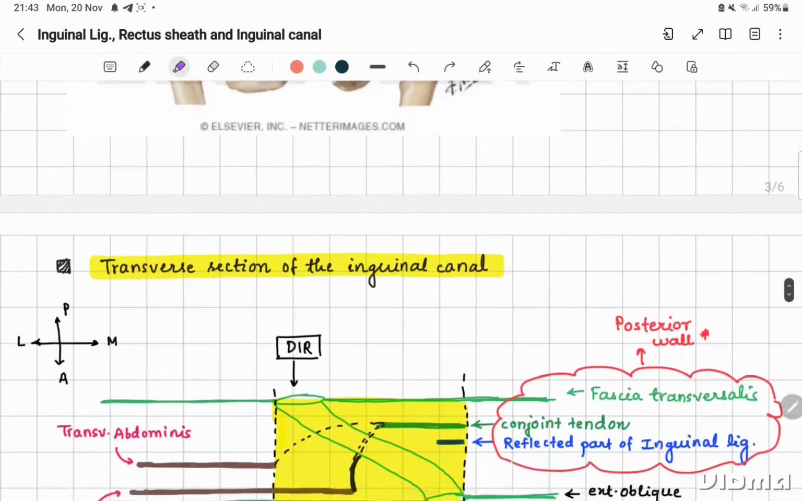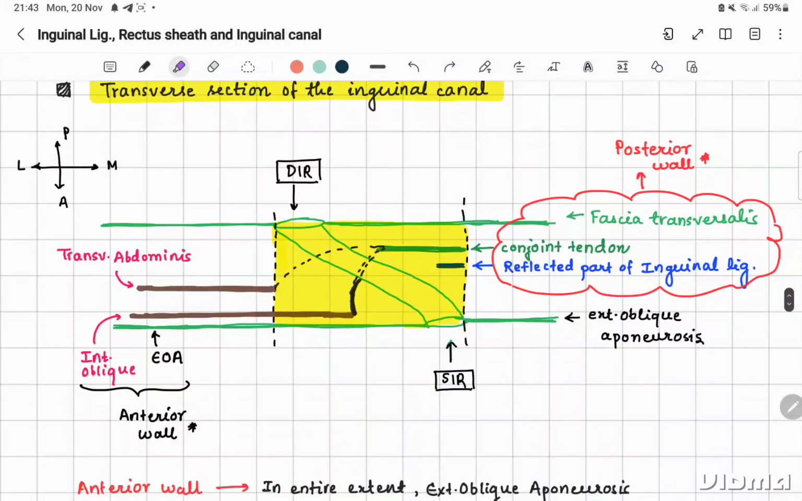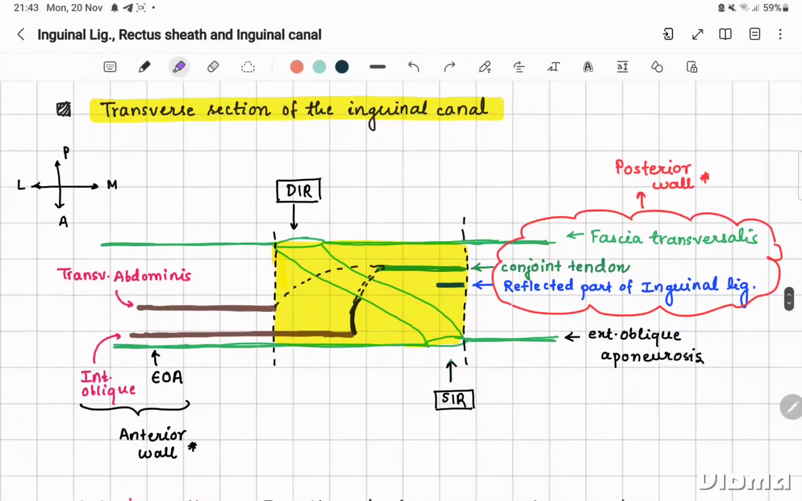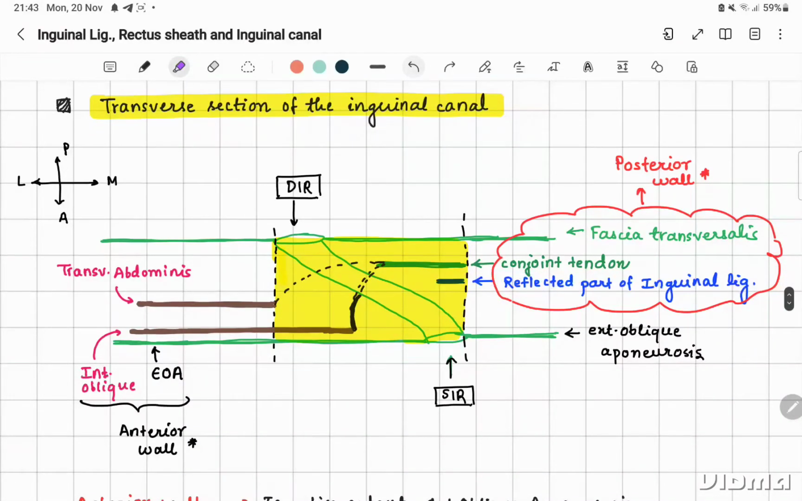Then your conjoint tendon is there. The transverse abdominis tendon will come like this and form the conjoint tendon, and the internal oblique will be lying posterior to this inguinal ring, again contributing to the conjoint tendon. So in the posterior wall we have the fascia transversalis, the conjoint tendon, and some reflected part of the inguinal ligament also.